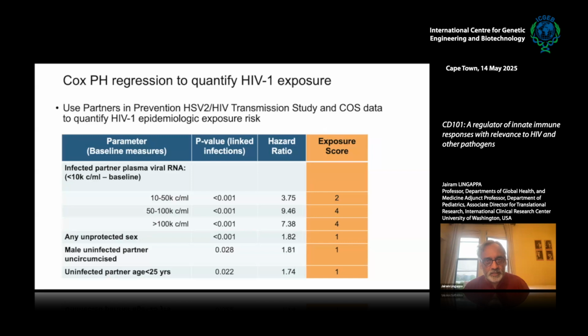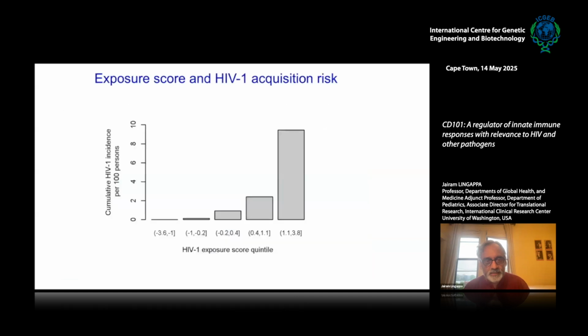So we put that regression analysis together and developed an exposure score within two of the cohorts, one clinical trial and one observational study of heterosexual couples. And that exposure risk score, as one would predict, correlated with HIV risk, where the higher the exposure risk, the more likely a person was going to acquire HIV.